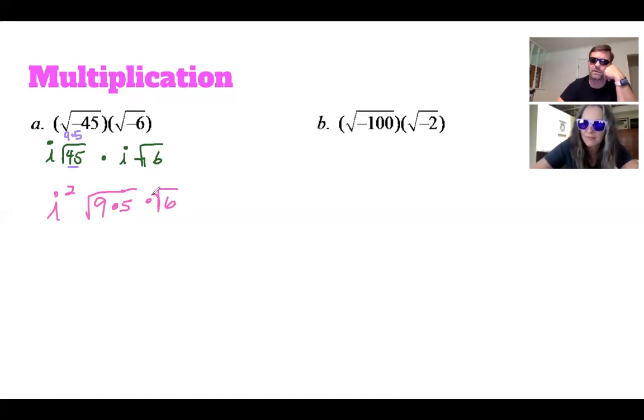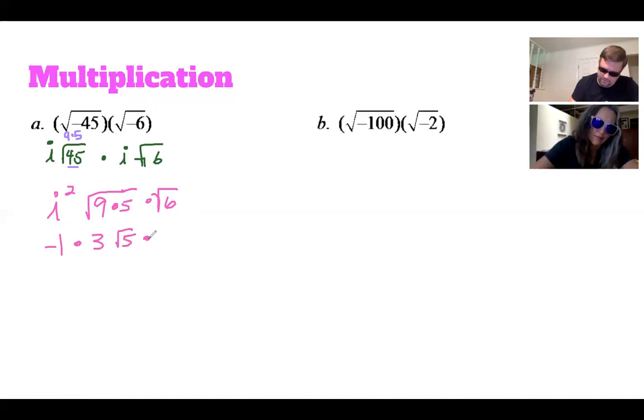What was i squared a minute ago? Miss Young told us a little while ago. i squared is -1. Yep. And then the 9, square root of 9 is 3. And that leaves me the square root of 5 times the square root of 6.